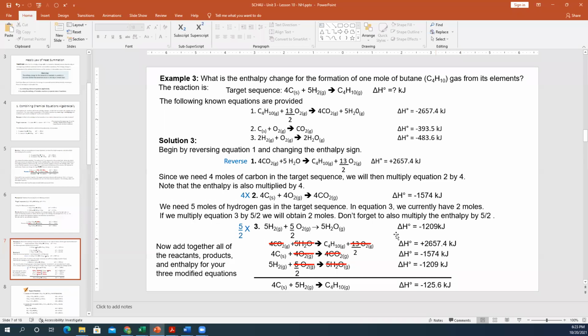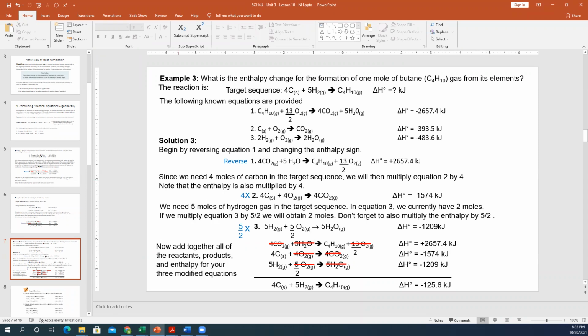And we can also add up all of these delta H naught values, this change in enthalpy formation, to end up with the enthalpy change of the formation for this target sequence. So this was another example of a question that you might be asked something similar on your midterm.